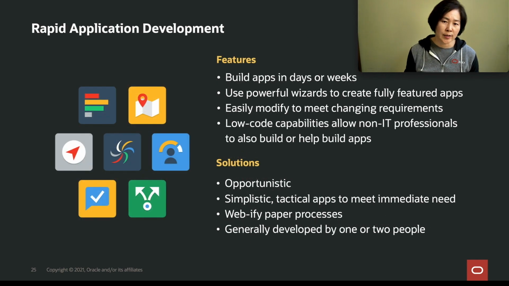Another common use case is opportunistic applications. Applications that needed to be developed yesterday, applications that you need to build right away because of the business requirements, or webifying the paper processes. We've seen both professional and citizen developers taking advantage of the low-code capability of Oracle Apex to build these types of applications really fast.